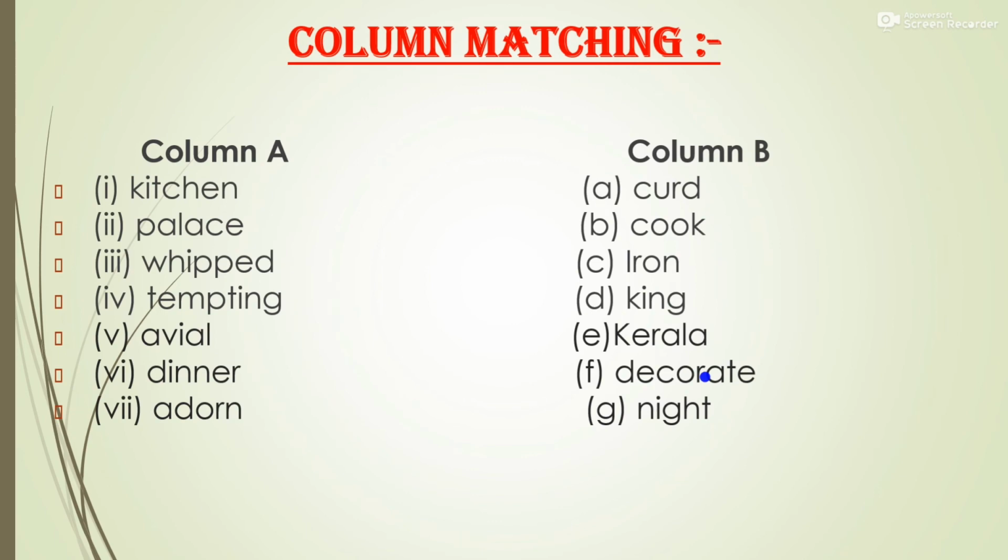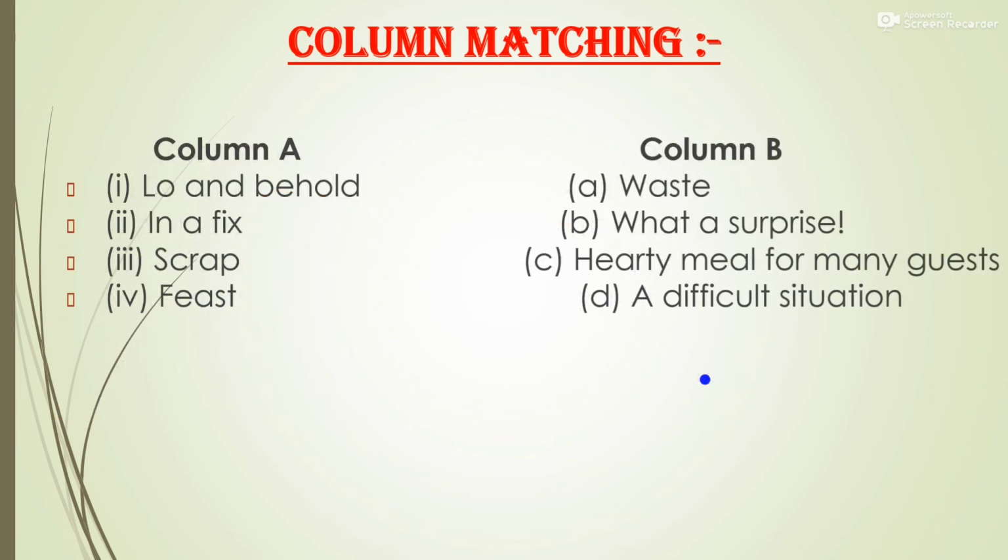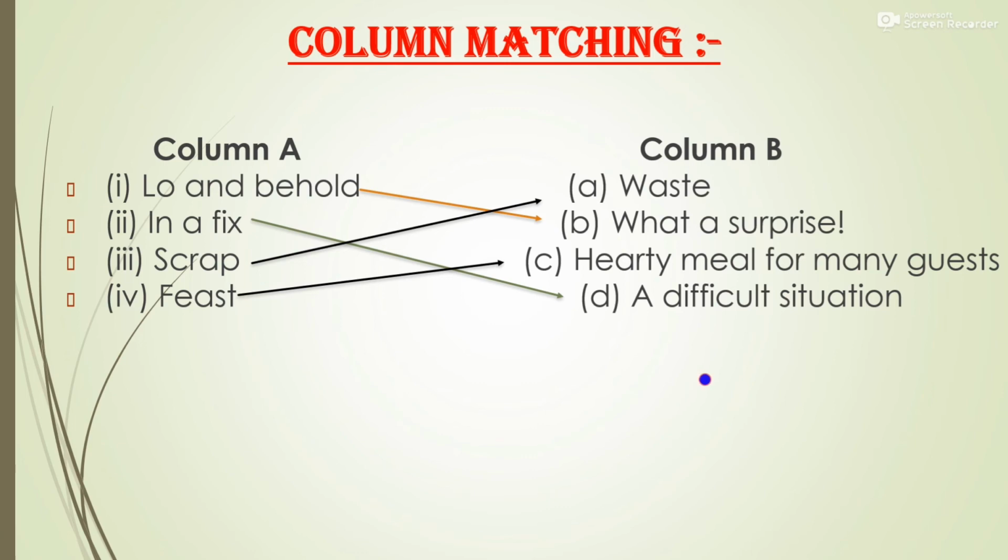Now we have to do column matching. Kitchen is related to cook. Palace is related to king. Avial is related to Kerala, dinner to night, and add-on to decorate. Okay. Now, lo and behold means what a surprise. In a fix means a difficult situation. Scrap means waste. Feast means hearty meal for many guests.